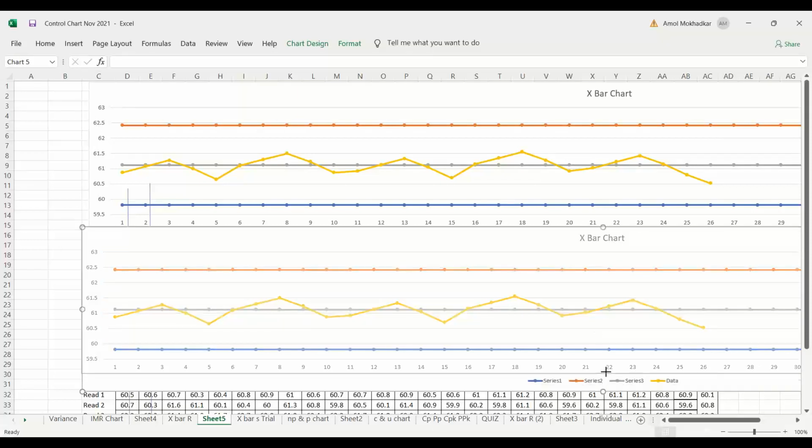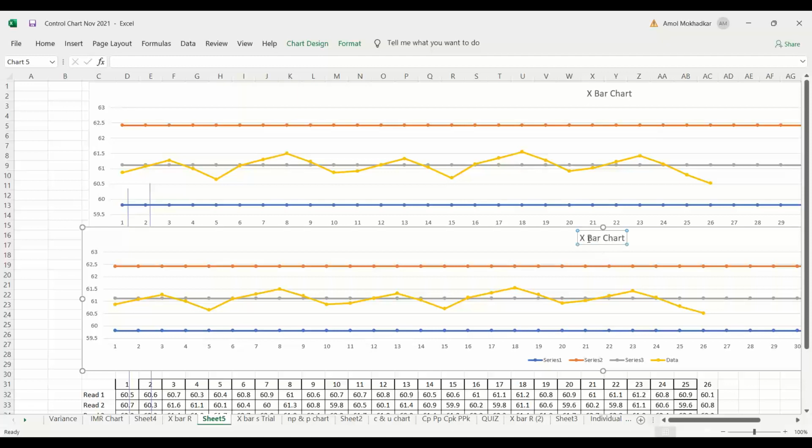You need to just select the data, right? Range data you need to select. So this becomes your R chart, not R bar chart. Okay. This is the range chart.